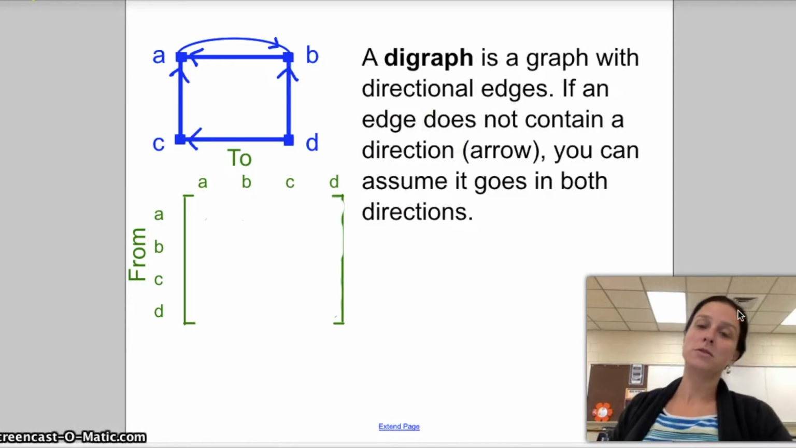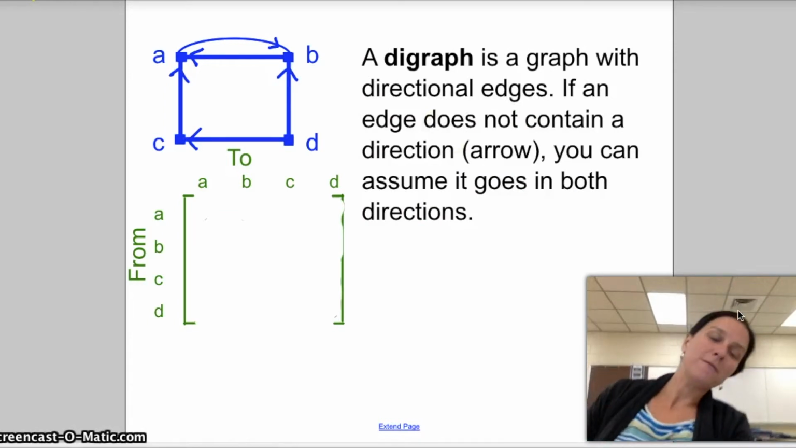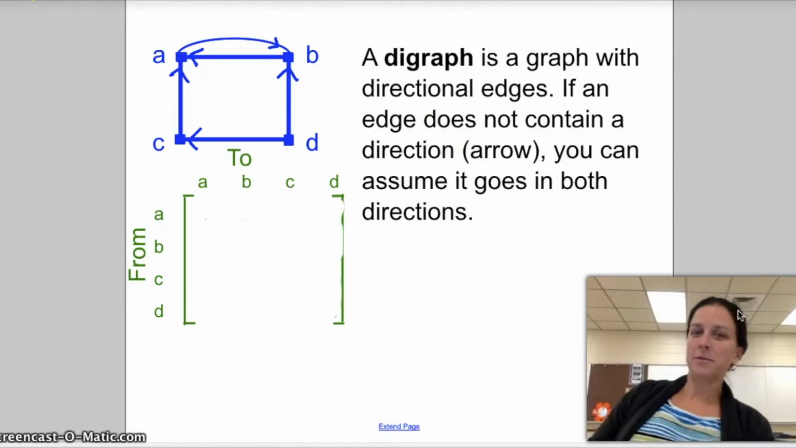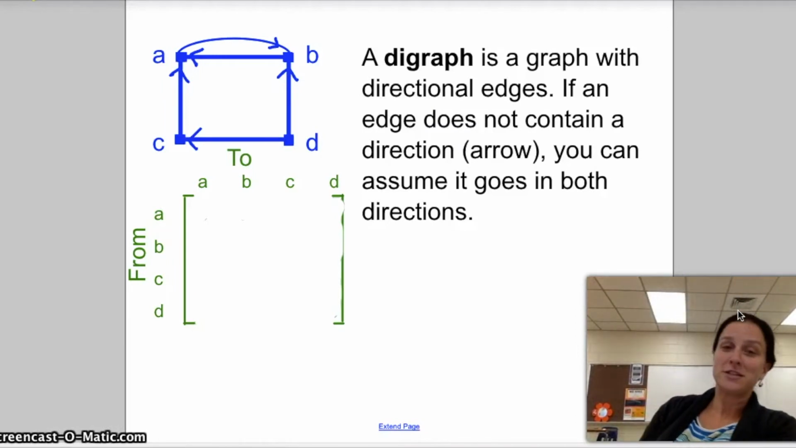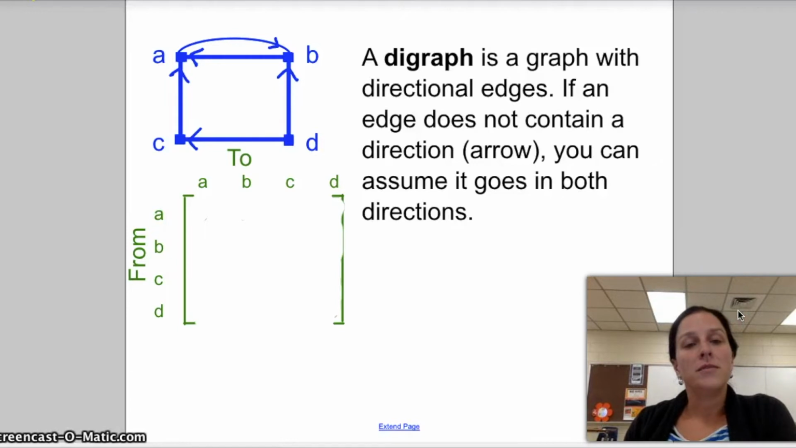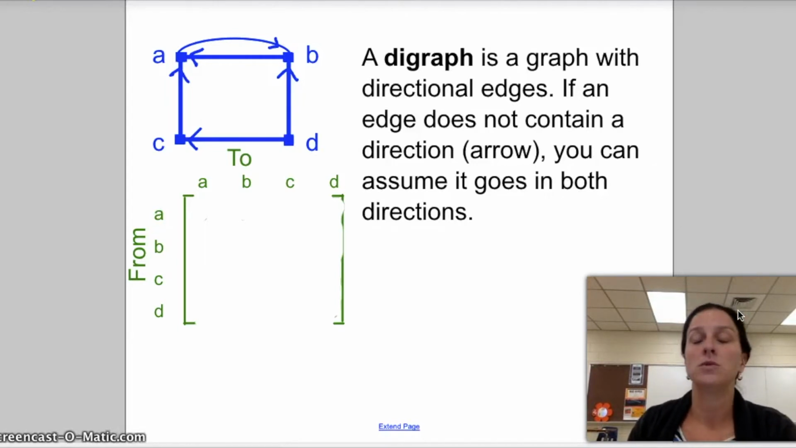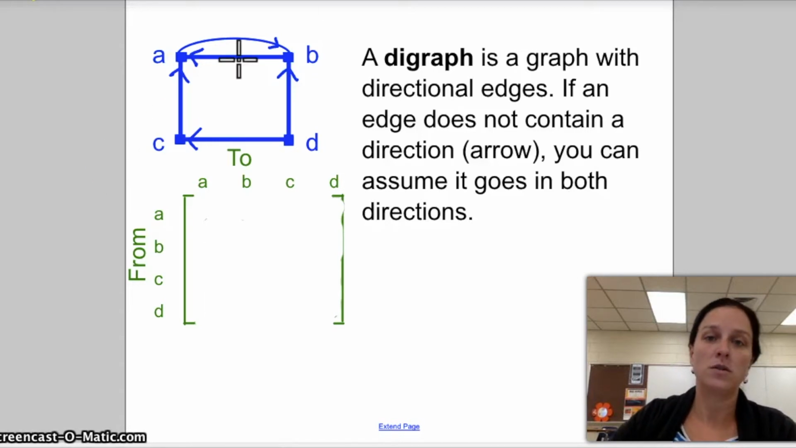All right, and we're also going to look at digraphs, which we have talked about and used some digraphs, but we haven't technically defined. They're just graphs with directional edges. So you'll see arrows that tell you the direction of that edge. And if we don't see an arrow, then we assume that the direction of the edge goes both ways. So let's fill this one in.